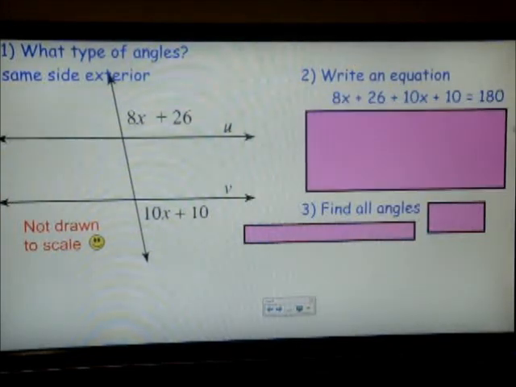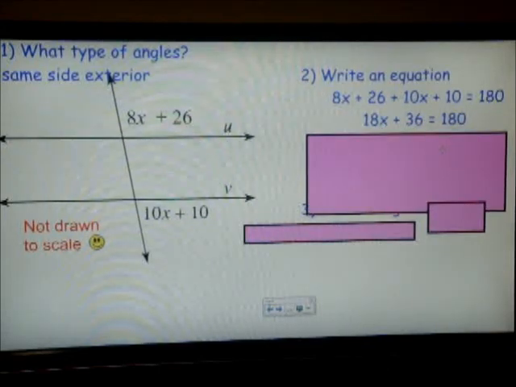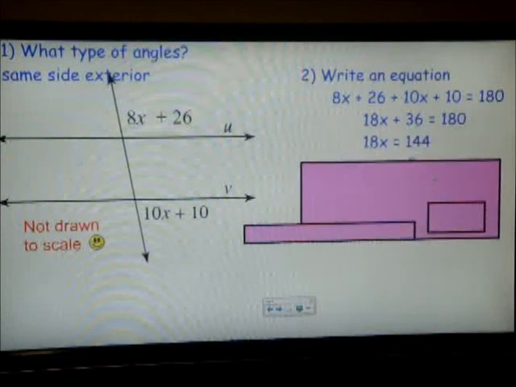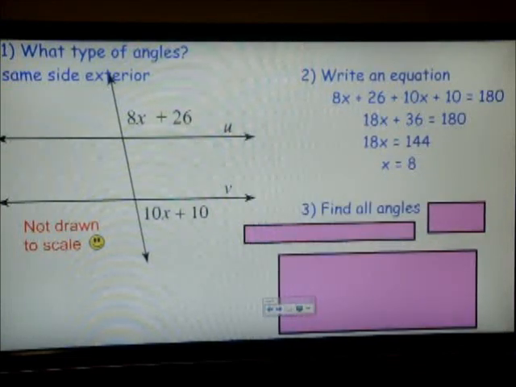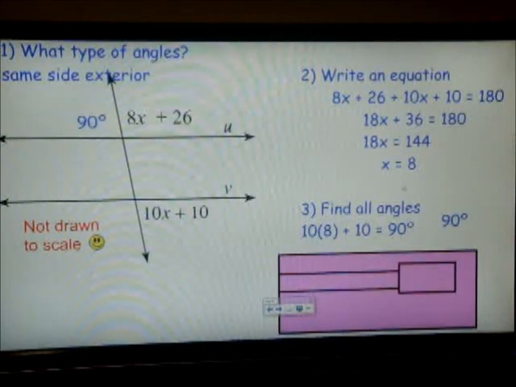So I put together 8x plus 26 plus 10x plus 10 equals 180. Pause the video again and solve the equation for x. When I combine my like terms, I come up with this. When I finish solving, I come up with that x equals 8. Now, if I want to find all the angles and x equals 8, look at what happens. If one of these is 90, then that means all of the angles are 90. So every single angle in the entire diagram is 90 degrees.